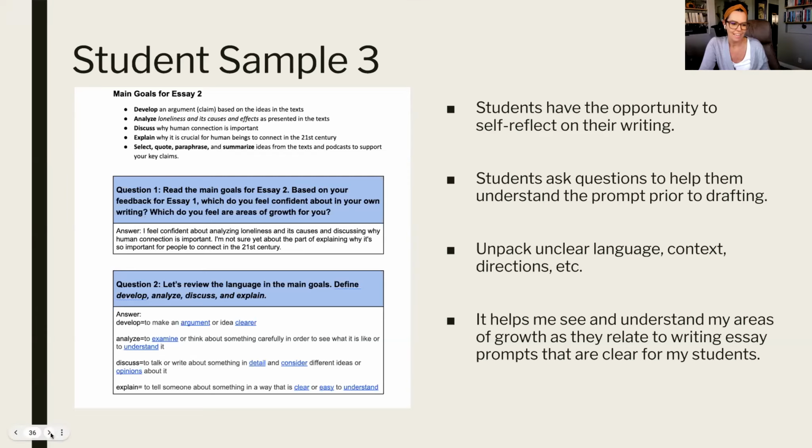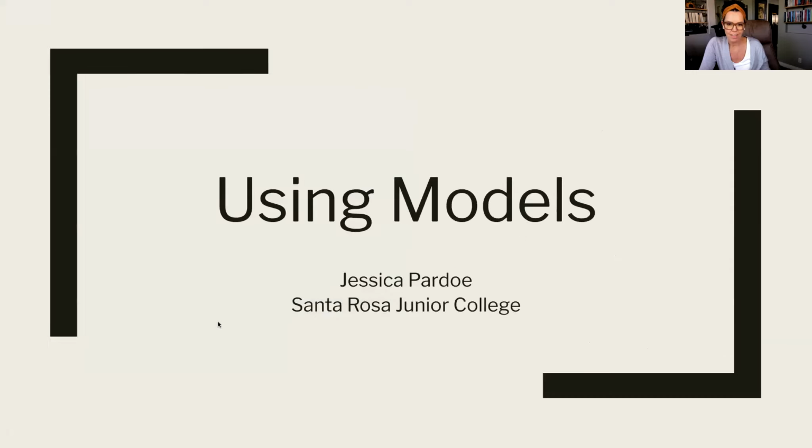Thank you so much, Rebecca. Okay, so we're going to move on to Jessica, and she'll be sharing another activity to use during the writing process focused on using models.